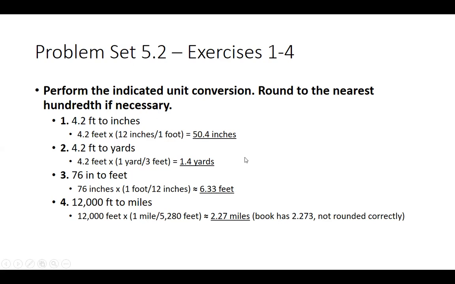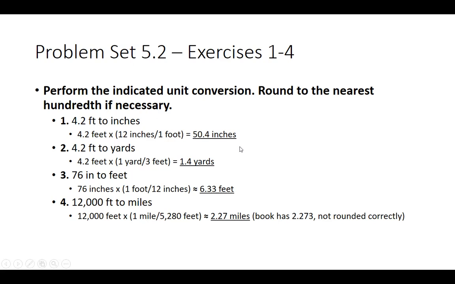In number 2, we're converting 4.2 feet to yards. Once again, we're starting with 4.2 feet. We need feet to be on the bottom of our conversion and yards to be on the top. 1 yard is 3 feet, so we have 1 yard over 3 feet. This time we're dividing 4.2 divided by 3, and we get 1.4. Feet cancel and we're left with yards, 1.4 yards.